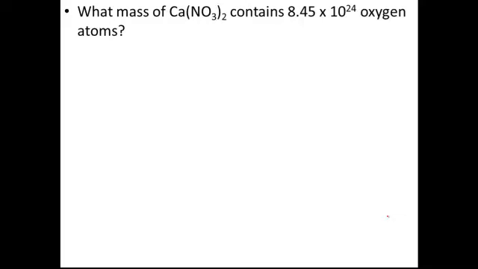So in this case, we're starting at atoms, and we need to get all the way back to grams. So think about the little map that we have. We have atoms, and we need to get all the way back to grams. So we're going to start with 8.45 times 10 to the 24th atoms.